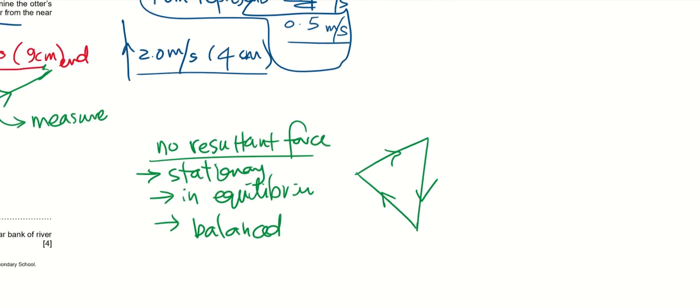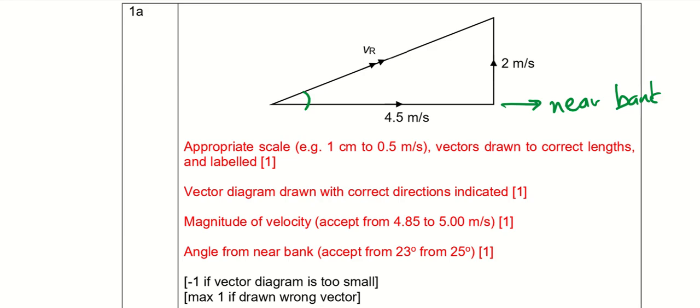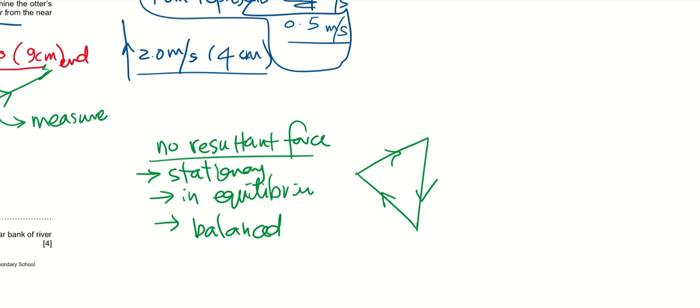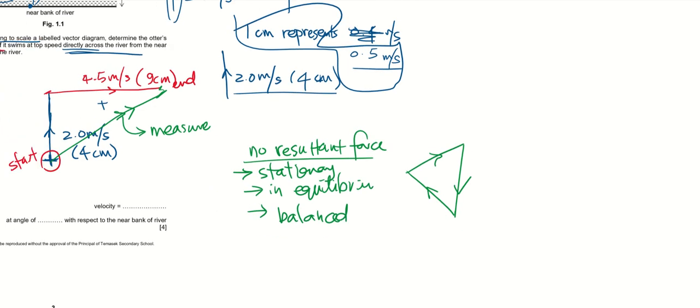Okay, yes. 23 to 25. 11.7 is too much already. If you use Pythagoras, you will have gotten 23 to 25. Okay, you can use sine, which is actually this angle, right? Sine is opposite, which is your 2, over hypotenuse.